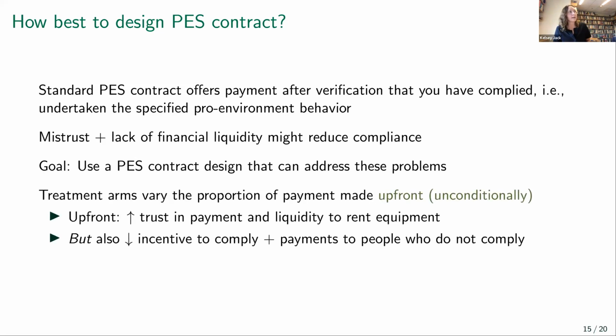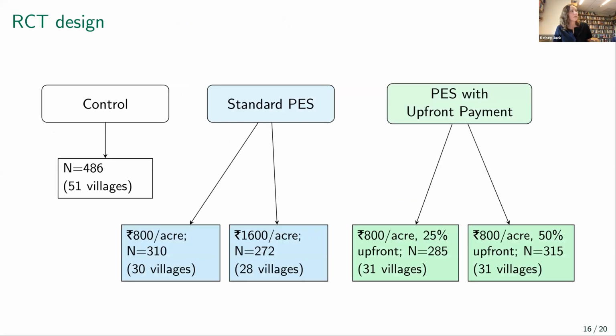So what we did is we tested, does it help if you give some of the payment up front? Not all of it. You still want to create an incentive by having some payment conditional on not burning. But at the same time, we wanted to see if this addresses the trust barrier and also gives farmers access to some cash on hand at the time that they need it. So we did this using a randomized controlled trial.